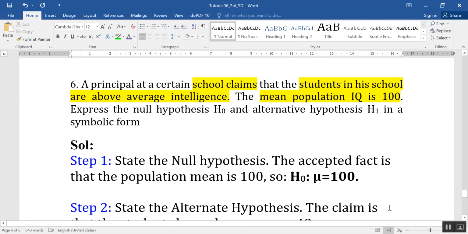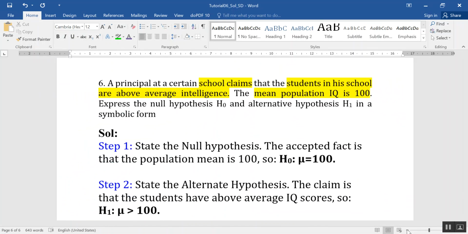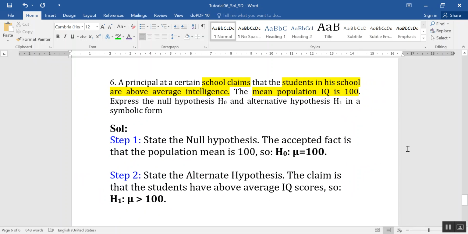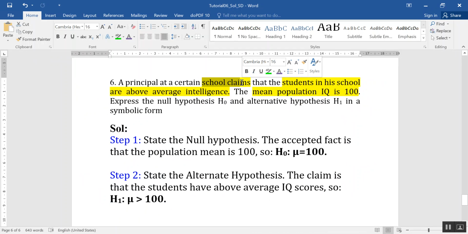Okay. So the final question is, a principal at a certain school claims that the students in his school are above average. So this is a claim, right? The principal claims that their students are above average intelligence, but the mean population IQ is 100. Express the null hypothesis and alternative hypothesis in symbolic form. Okay, this is symbolic form.